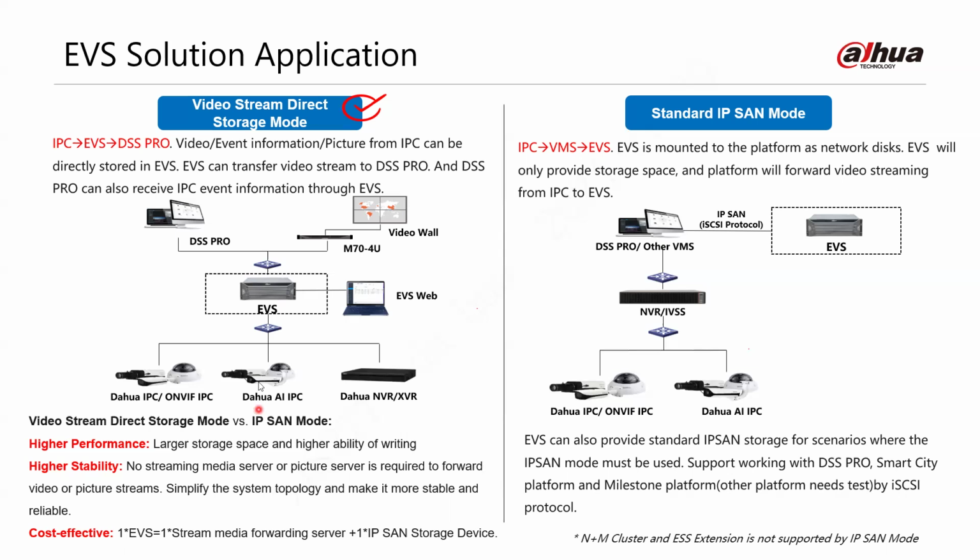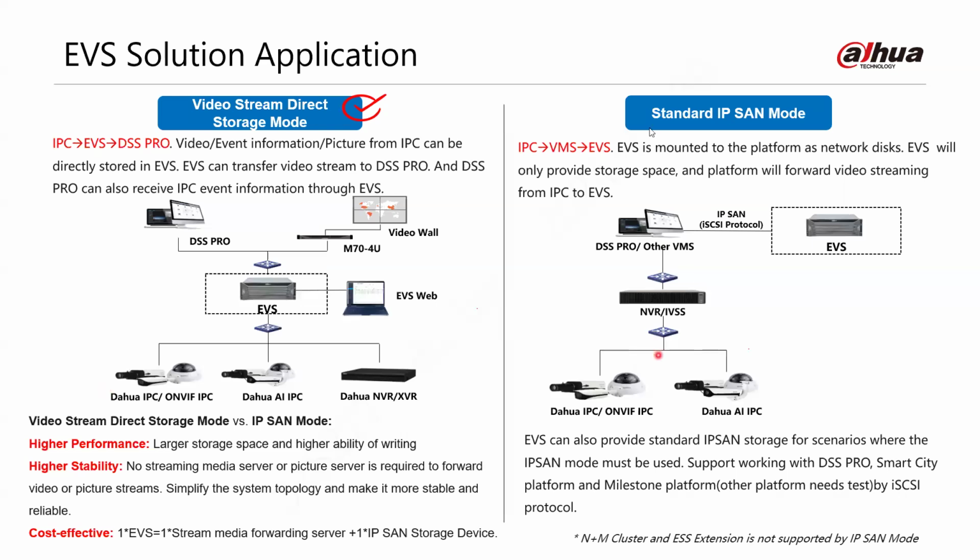So you can see from this point, we still have the cameras, we have the NVR, connected directly to the EVS, so that you can still have backups on this NVR at the same time. This can be the main, while this EVS becomes your backup storage location. Through this kind of solution, it offers high performance features, higher stability, and then again, it's very cost effective.